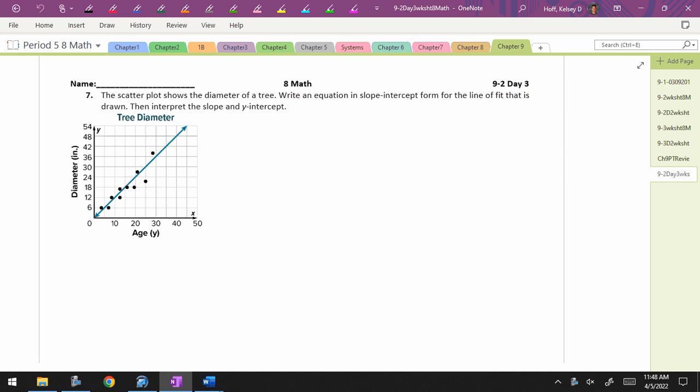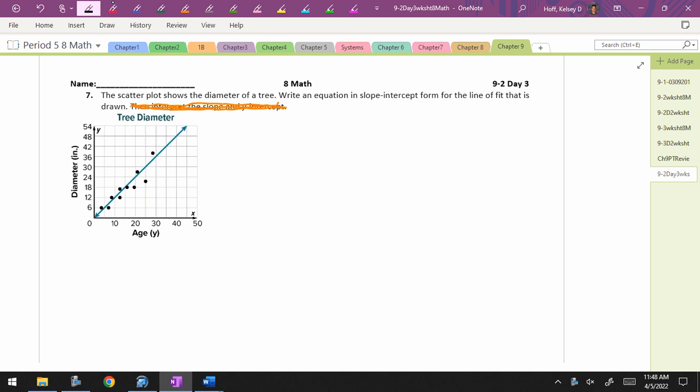Ready? The scatter plot shows the diameter of a tree. Write an equation in slope-intercept form for the line of fit that is drawn. If it asks you to interpret today, you do not have to. I am not going to ask you to interpret. Okay? All right, walk me through this.